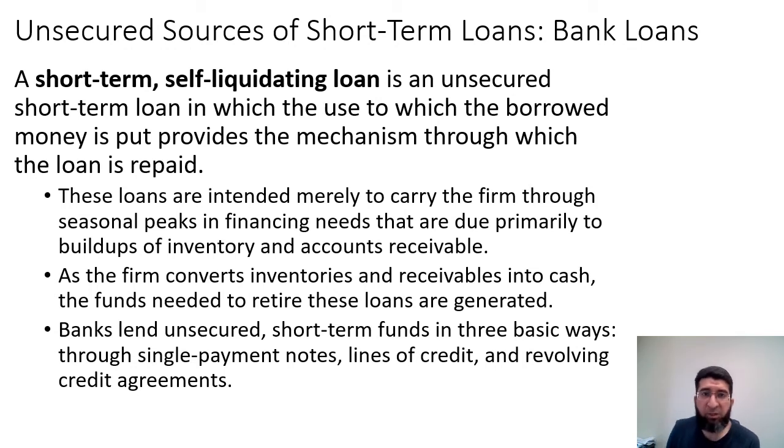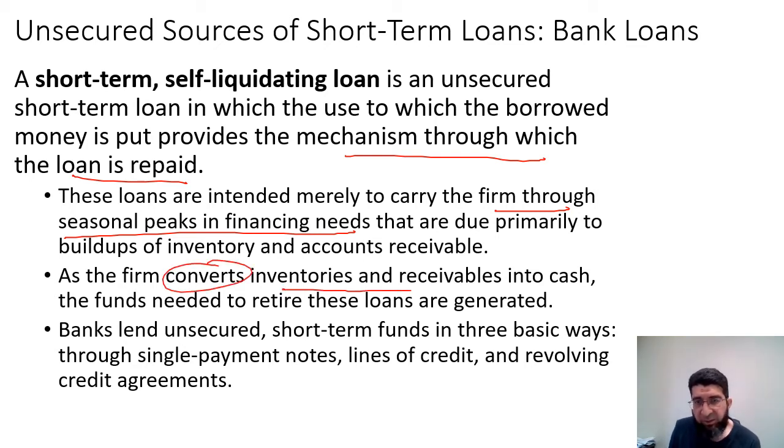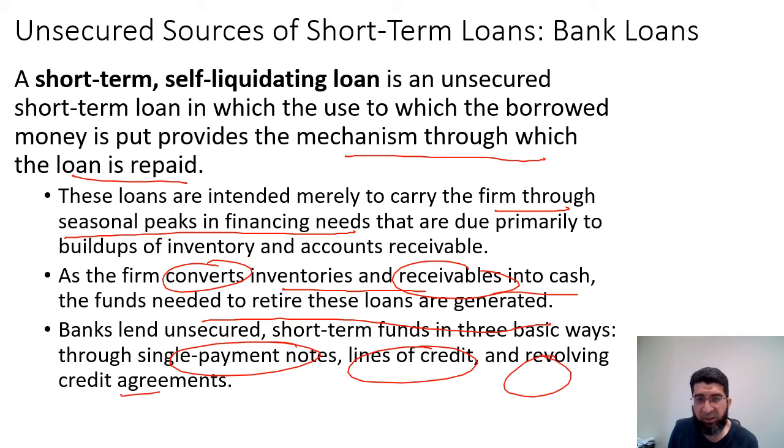Look at the short-term self-liquidating loan. It is an unsecured short-term loan in which the use to which the borrowed money is put provides the mechanism through which the loan is repaid. So, for instance, these loans are intended merely to carry the firms through seasonal peaks in financing needs that are primarily build up of inventory and accounts receivable. As the firm converts inventories and receivables into cash, the funds needed to retire these loans are generated. And banks lend unsecured short-term funds in three basic ways: single payment notes, lines of credit, and revolving credit agreements.